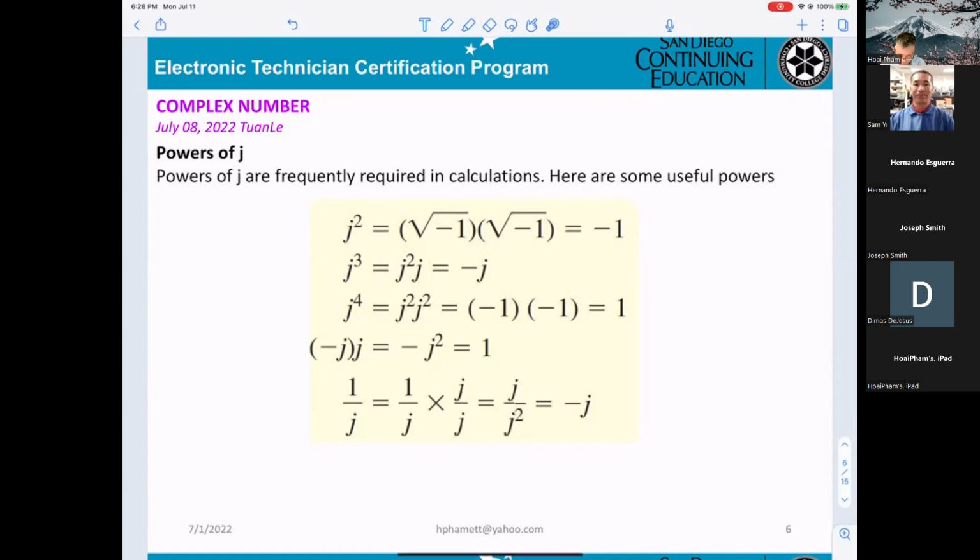Another thing: 1 over J. 1 over J times J over J equals J divided by J squared. J squared is minus 1. J divided by minus 1, you get minus J. That's just a few things they've given to you. You see how J works.